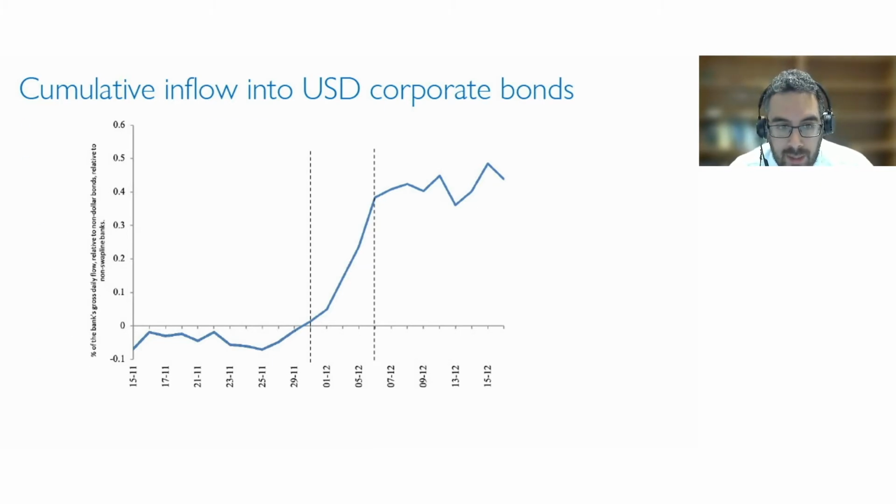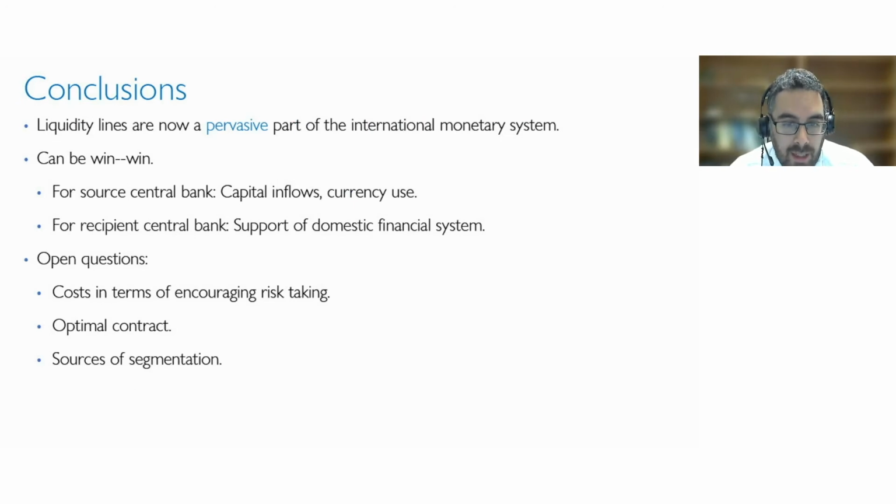There are some open questions. There's a cost in terms of encouraging risk-taking and moral hazard, as there is with any sort of lending facility. There's a question about what the right contract is. We have these repo lines and swap lines. Are they designed appropriately? I don't think that's really been thought through yet in the academic literature, let alone in policy space. There's also a question about sources of segmentation. For these lines to make sense, you need some segmentation between offshore and onshore money markets. Exactly what causes that segmentation is up for debate. And perhaps policy could work on fixing the segmentation as opposed to having quite broad liquidity lines instead.